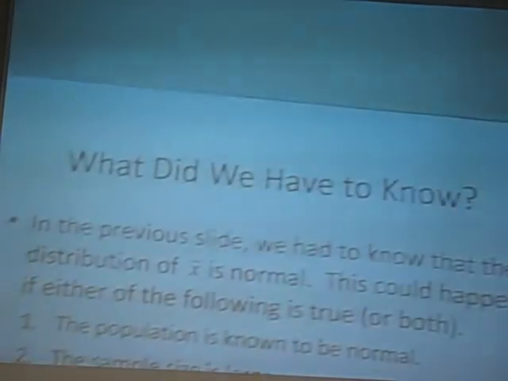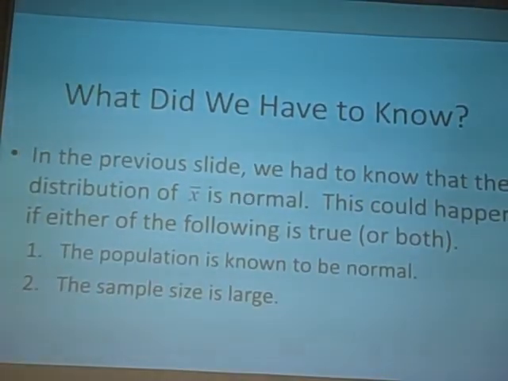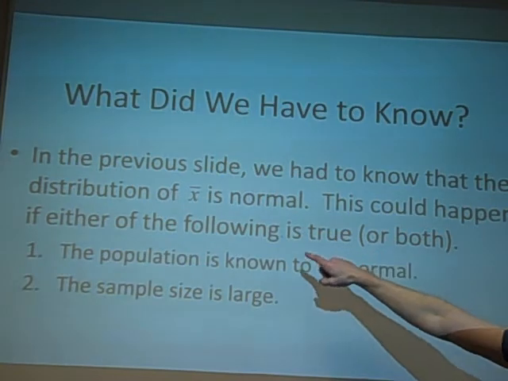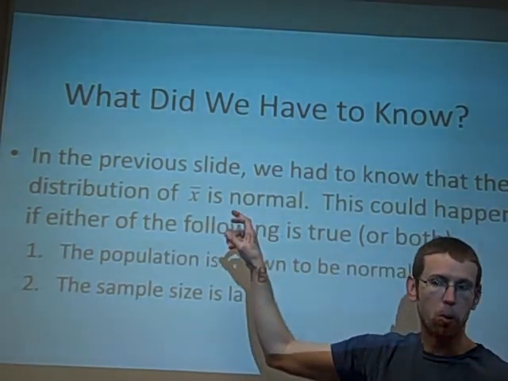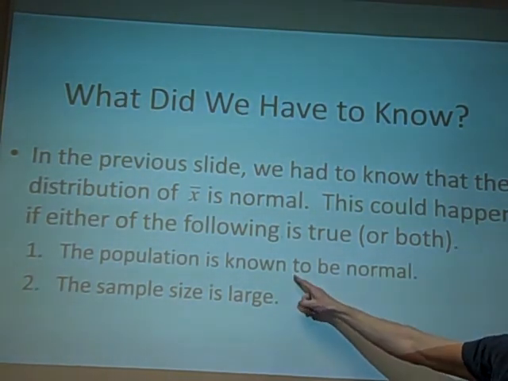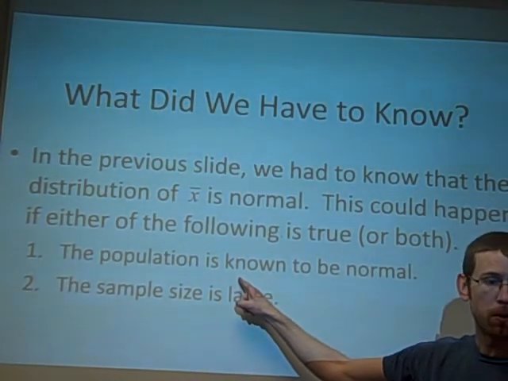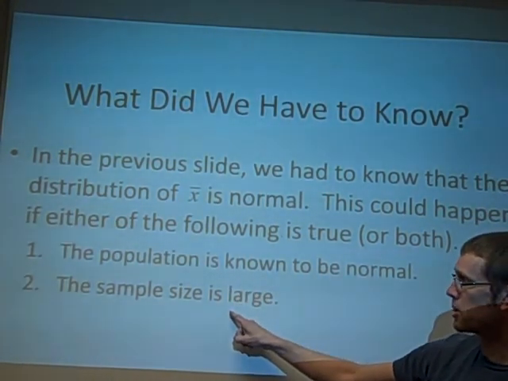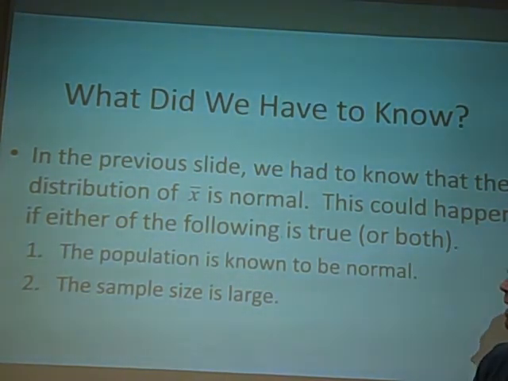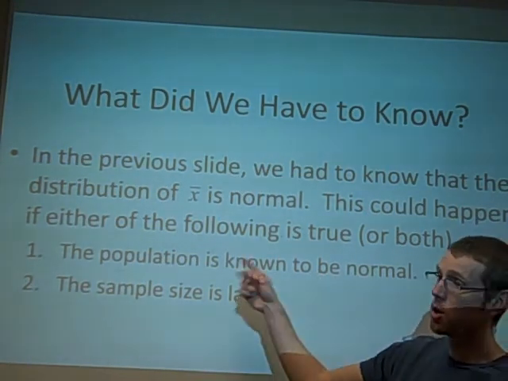Now, the next slide says, what did we have to know? And that's what I talked about a moment ago. To go from line 1 to line 2, we had to know that the distribution of x bar was normal. And remember, from when we talked about the central limit theorem, that could happen in one of two ways. One, either we know somehow that the population is normal, or two, the sample size is large. So if you've got a really big sample size, it doesn't really matter. We can rely on the central limit theorem. If we have a small sample size, then we have to know the population is normal.